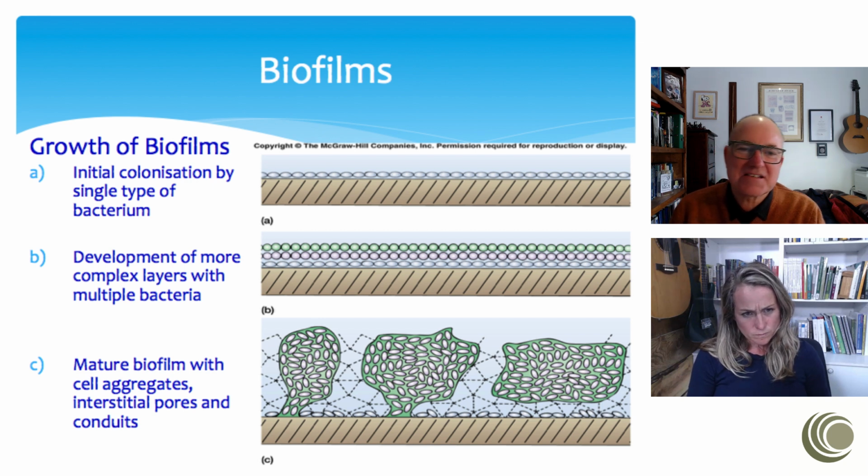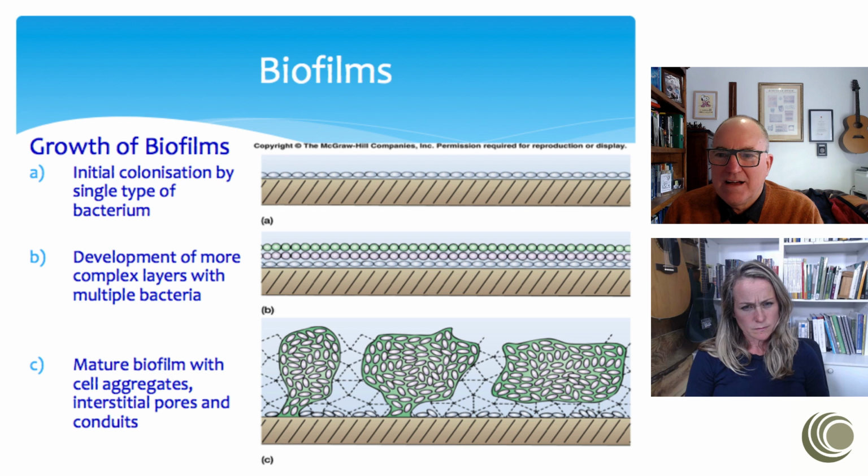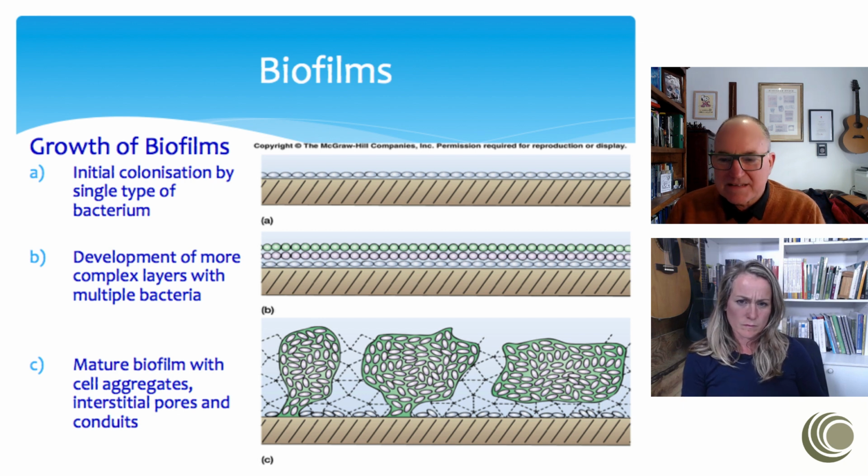So biofilms are nature's cities. They start off with a colonization by a single type of bacteria, usually a soil bacteria in rainwater, and they're invisible, but they're colonizing a wet surface, say Bacillus species. And then they develop more complex layers because that first layer is hungry, so it draws in other bacteria, and they create different layers of different bacteria.